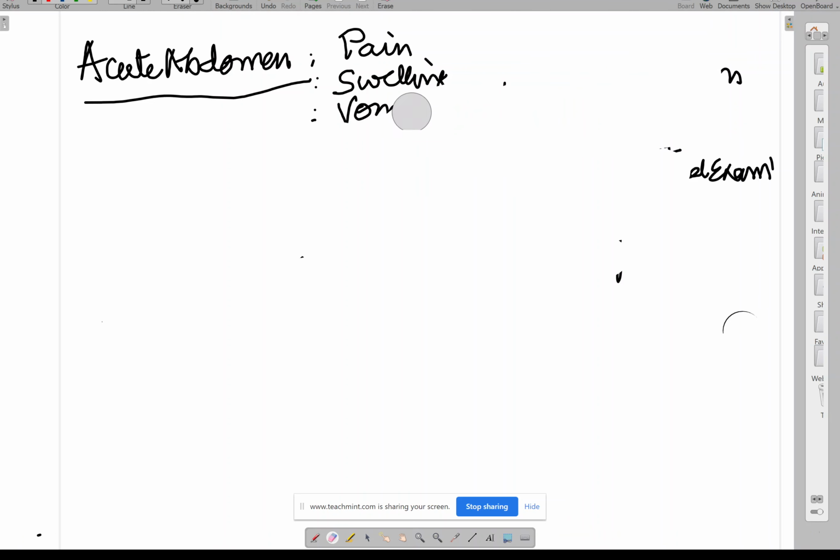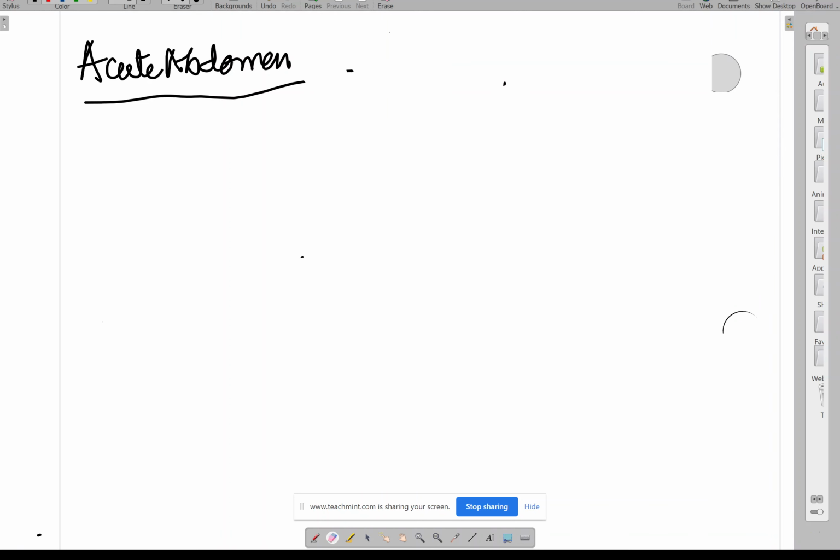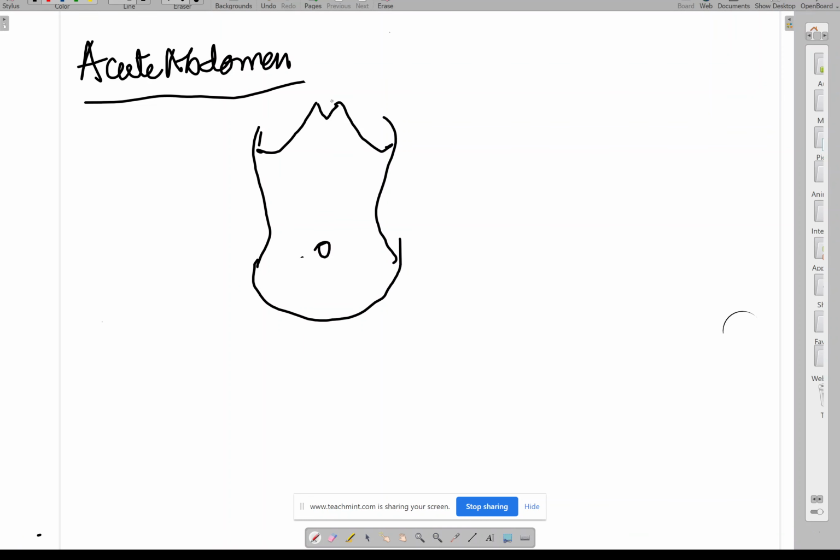Taking an examination, what are the possible causes of an acute abdomen? So the possible causes are dependent on the site. If this is the abdomen, one thing can be the GIT. Here you have the spleen, here you have the liver. So you have something which is called as GIT.